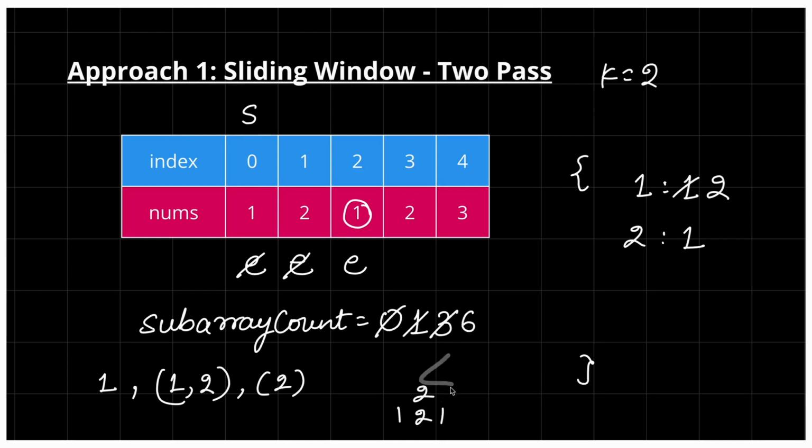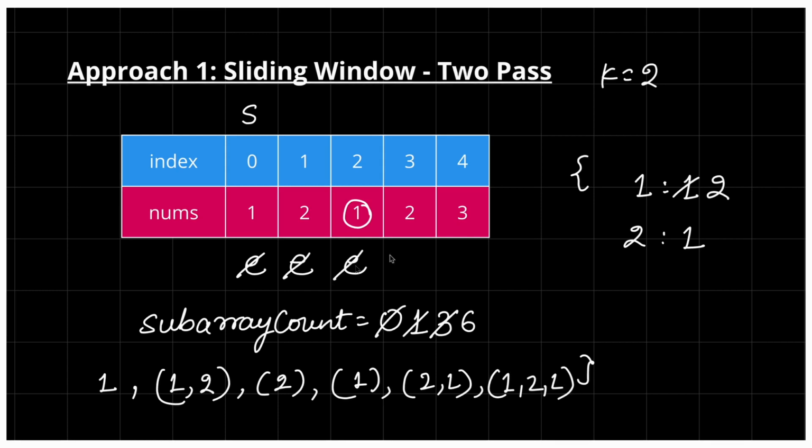I hope you have got this. Let me write them separately. So 1 will be this one, then this would be 2 and 1, and then the other would be 1, 2 and 1. Great. Now let's move this end further.